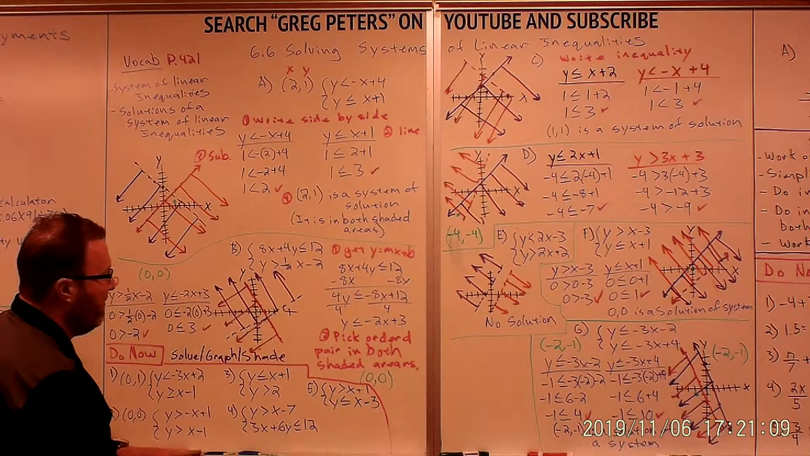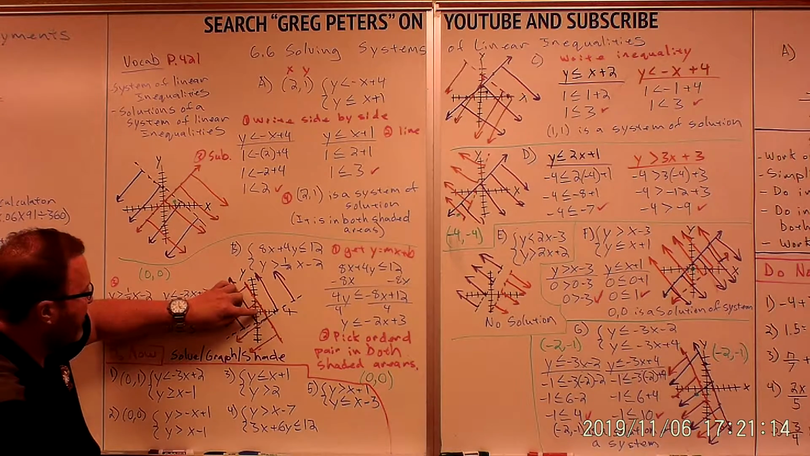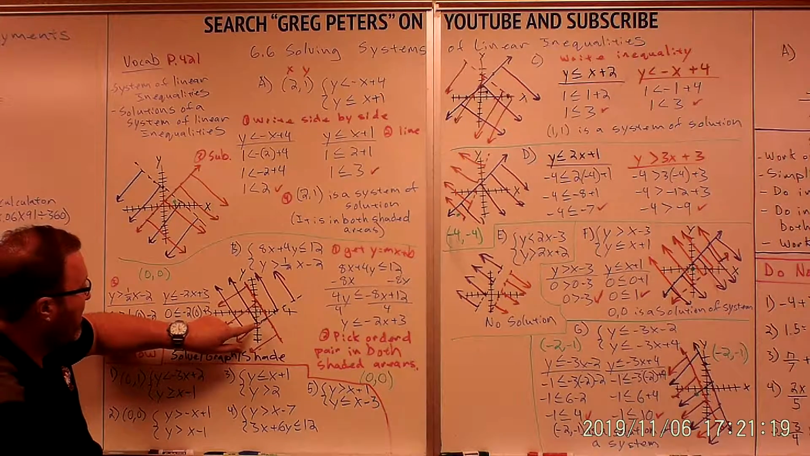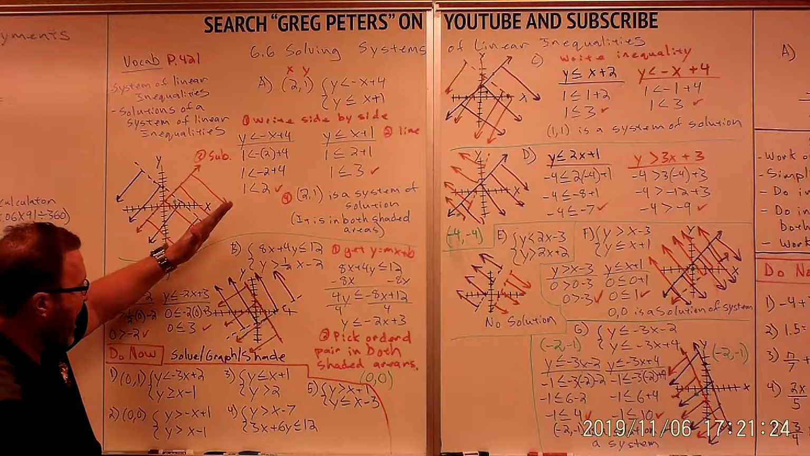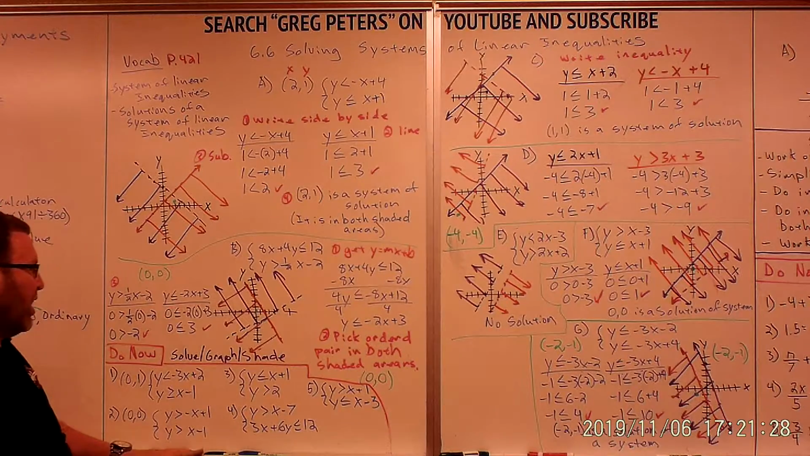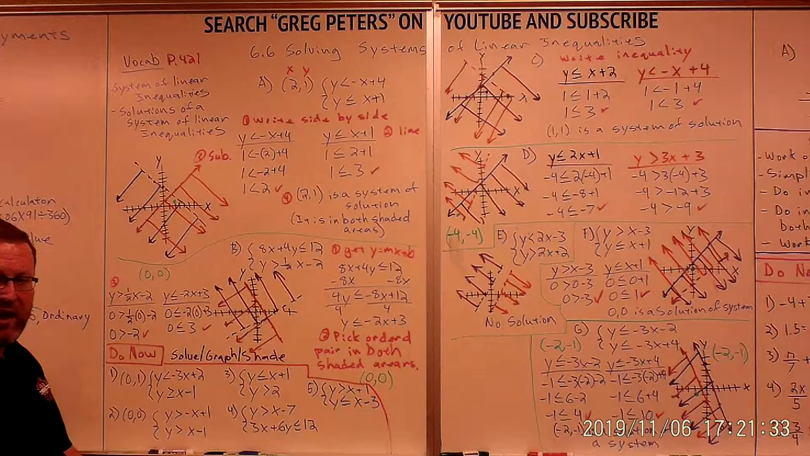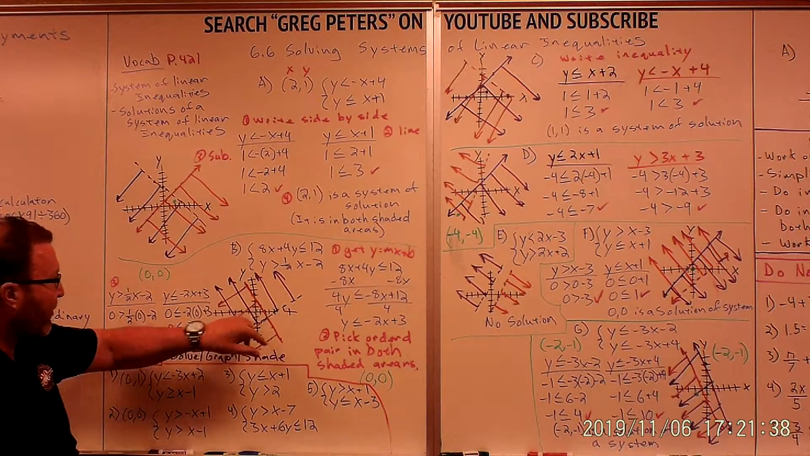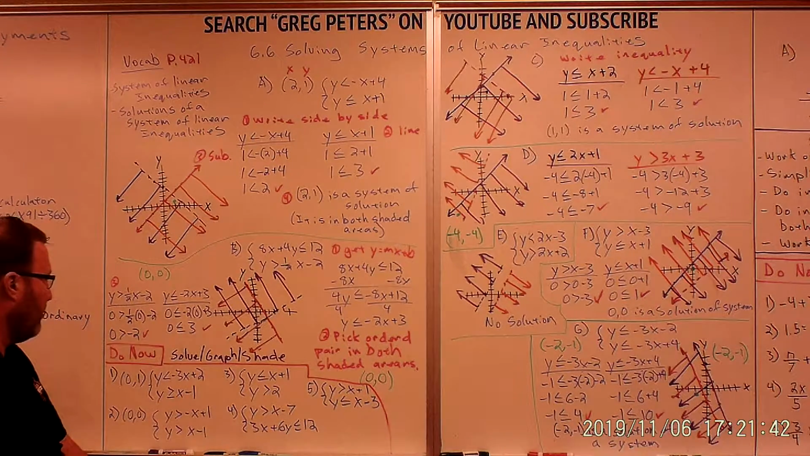Next one, negative 2, or excuse me, 3, down 2 over 1. And then this one, negative 2, up 1 over 2. This is greater than, shaded up. Also, this line is dashed. This line is solid. Okay, so we want to pick a solution that's readily available within those shaded areas. So from here I can use 0, 0. And 0, 0 is easy because there's very little math involved here.